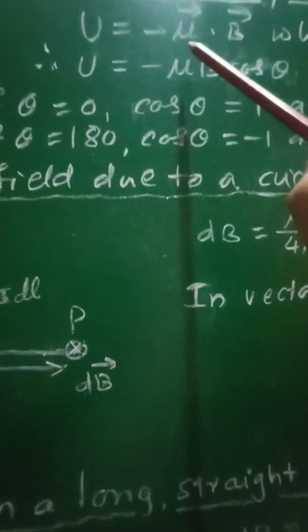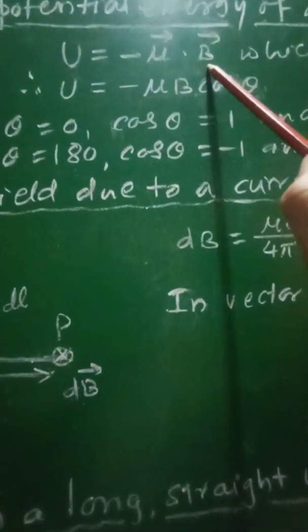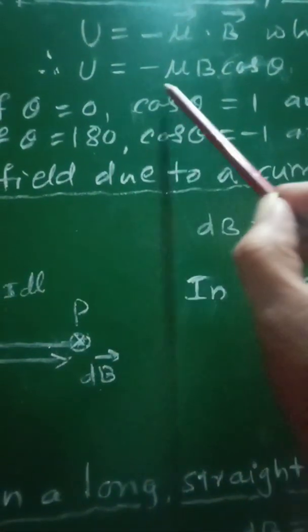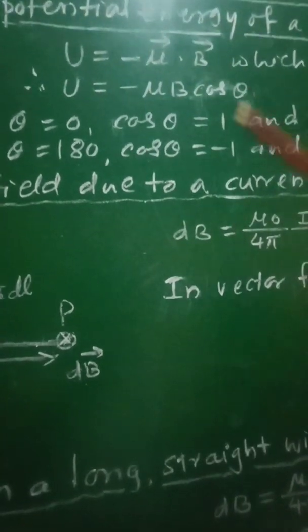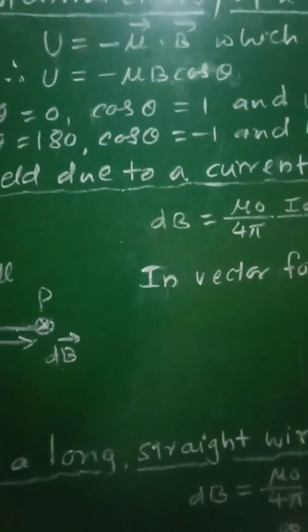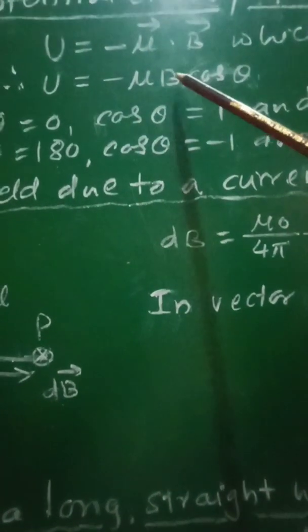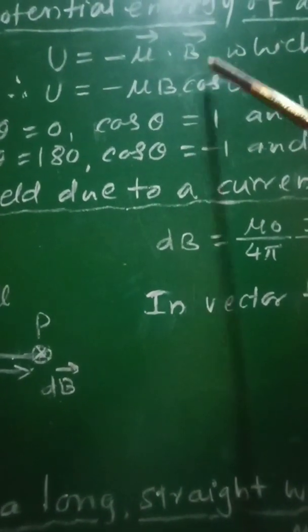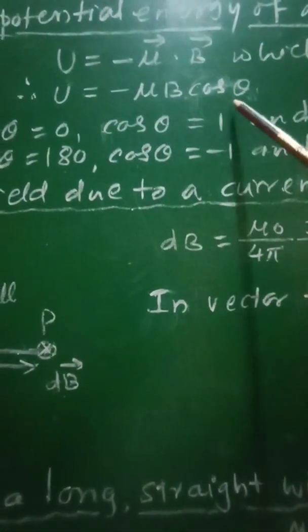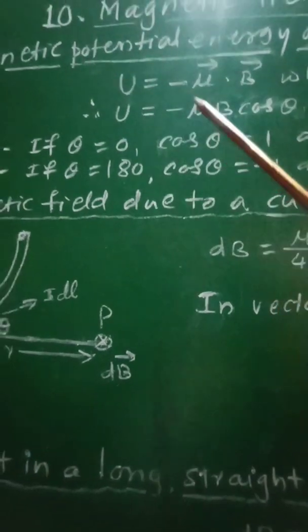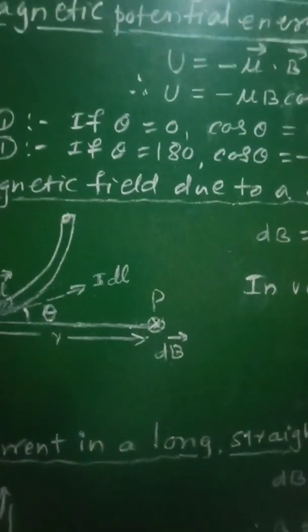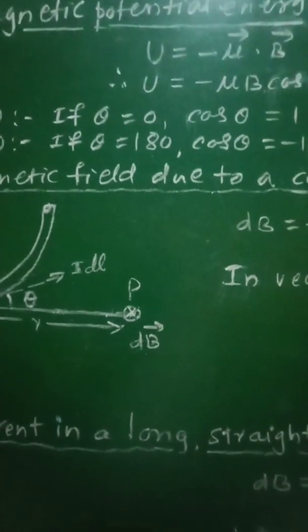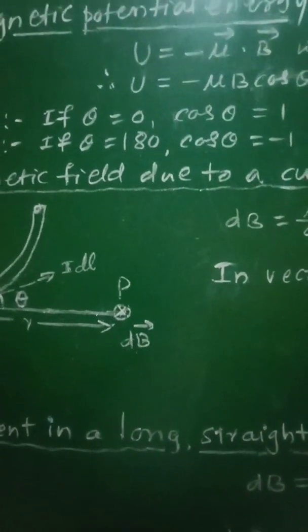Now, as it is the scalar product of mu and B, it will be written as U equal to minus mu B cos theta, because vector A dot vector B equal to AB cos theta, and therefore vector mu dot vector B will be equal to mu B cos theta with minus sign. So this will represent the magnetic potential energy of the magnetic dipole placed in magnetic field.